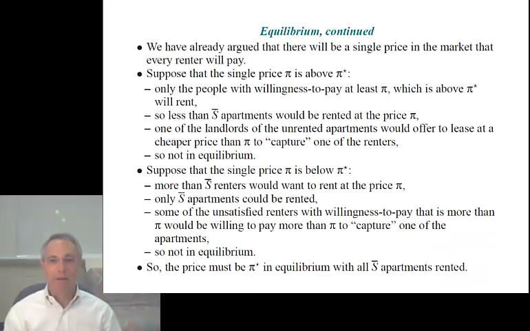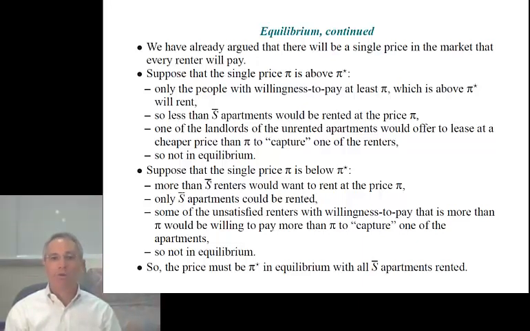We've already argued that there will be a single price in the market that every renter is going to pay. I claim that that price is pi star. Let's see why that is. Well, if it's not pi star, then either it's above pi star or below pi star. So let's suppose that the single price is above pi star. In that case, only the people whose willingness to pay is at least pi, and remember, by assumption that's above pi star, will want to rent. So that means there'll be less than S overline apartments rented. Some of the apartments will be rented, but not all of them.